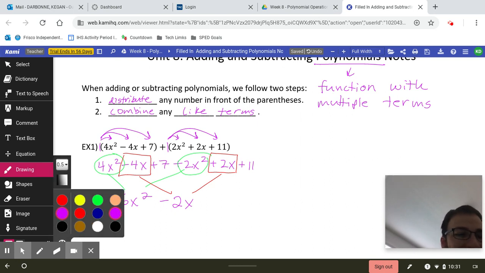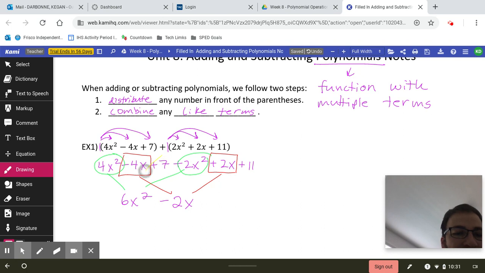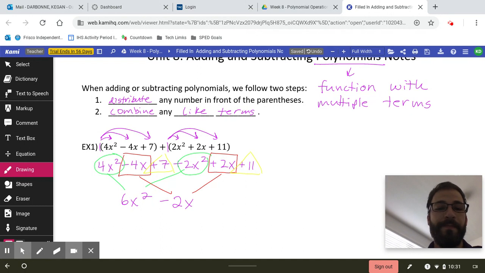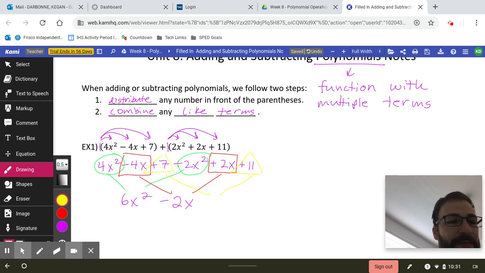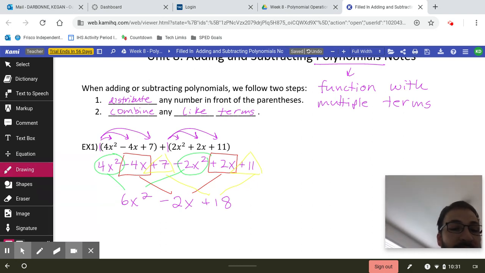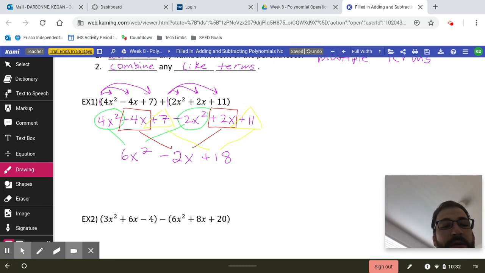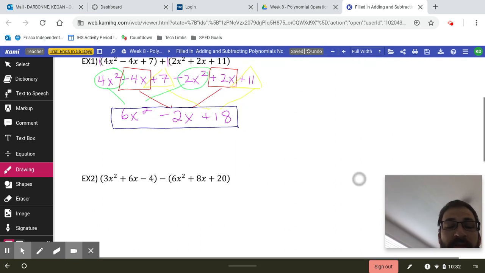Then last but not least, we've got this positive 7 and positive 11 as our last set of terms. And they are both positive, so we're just going to add them. So 7 plus 11 is equal to 18. Now as we go across, we check, is every single term unique? So there's nothing else like it. There is. We only have one x squared term, one x term, and one just number term. So this is our final answer. All right, so that's adding.